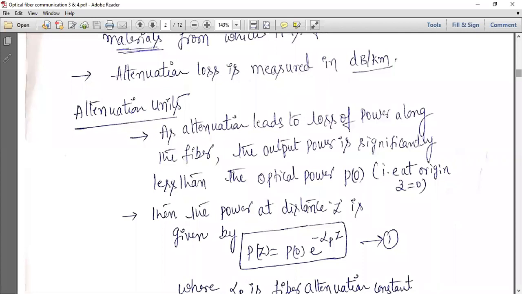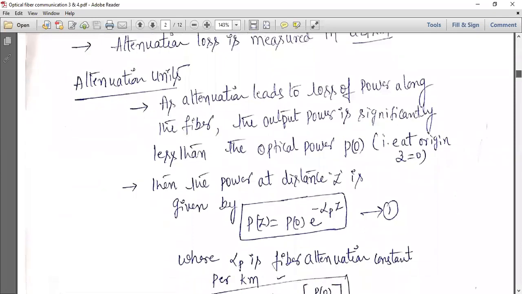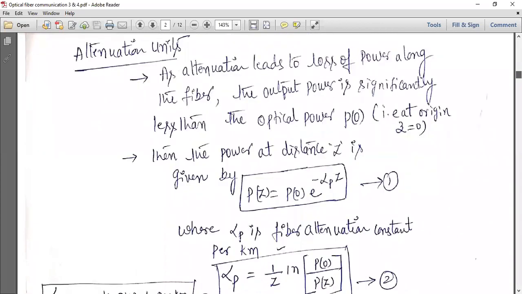P of Z is the optical power after Z kilometers, maybe after 10 kilometers, maybe after 20 kilometers. After some kilometers, your receiver will be there. If you want to measure the optical power at the receiver, it is P of Z. Or if you want to measure the power in between, you can use that Z value. P of Z is calculated using P of 0 times e raised to minus alpha P Z. Alpha P is the fiber attenuation constant per kilometer, and we are interested in alpha P itself.